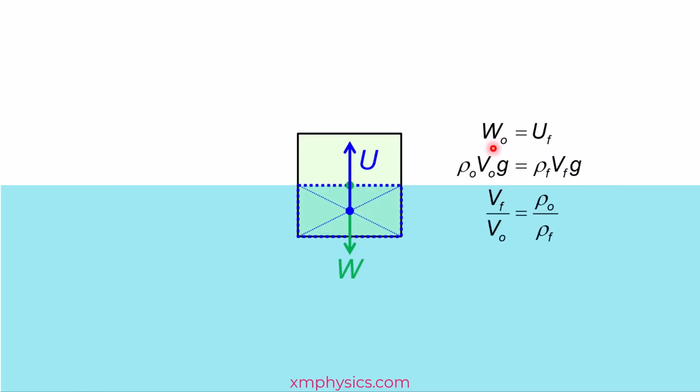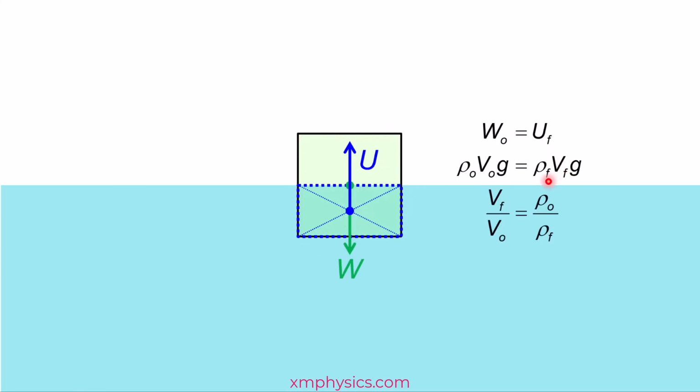The weight of the object is rho Vg. The upthrust is also rho Vg. But you've got to be careful which rho and which V you substitute in. So the weight of the object is about the object, so the density is the density of the object. As for the volume, it is the entire object's weight, right? So the volume here must be the entire volume.